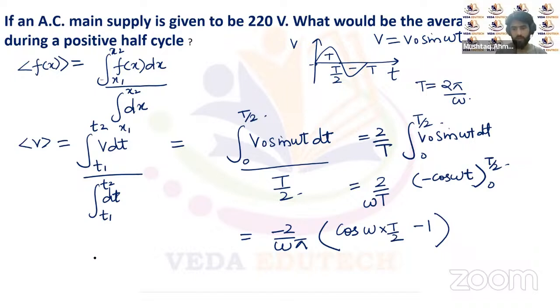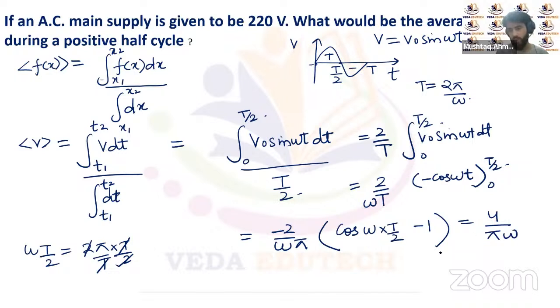Now omega T by 2 can be written as 2 pi into T upon 2, so this and this will get cancelled, and the T and T will get cancelled. We'll be left with pi only. The cos pi is once again minus 1. So it will be minus 1 and minus 1, that is minus 2. Minus 2 multiplied by minus 2 will be plus 4, or we can write it as 4 upon pi omega.